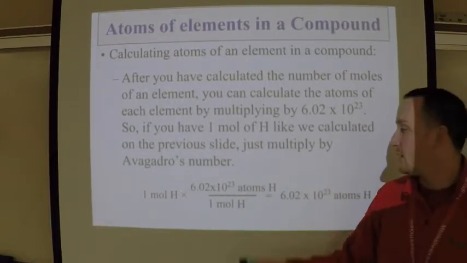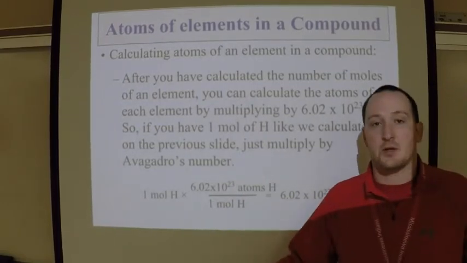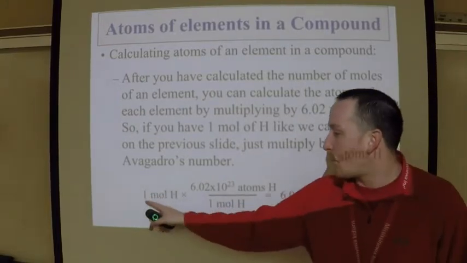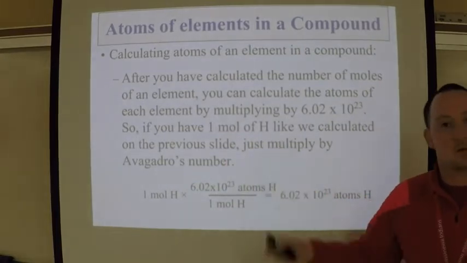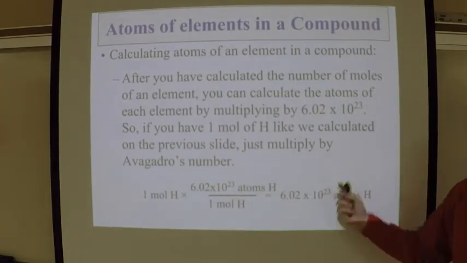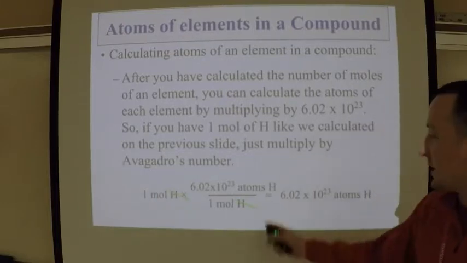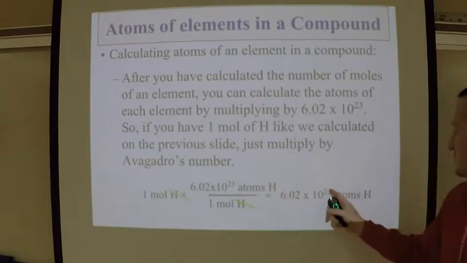Now obviously we used simple numbers in these calculations. They could be really complicated decimal numbers. They could be 0.63. That doesn't matter. If I had 0.63 moles of hydrogen, I would just do 0.63 times 6.02 times 10 to the 23rd, and I'd get the number of atoms of hydrogen. Okay? Again, my moles of hydrogen would cancel out, leaving me with just atoms, which is how I get this unit.